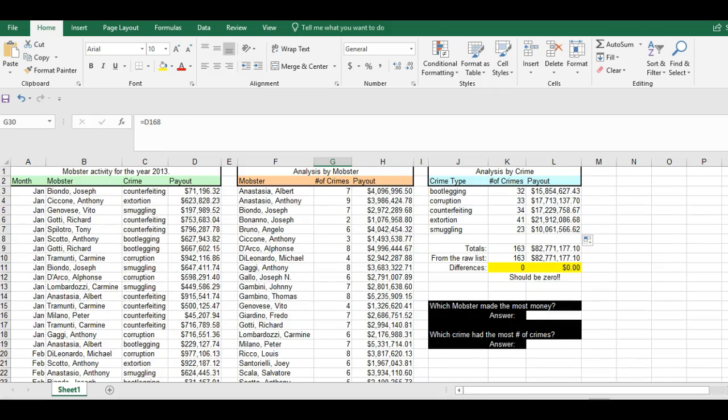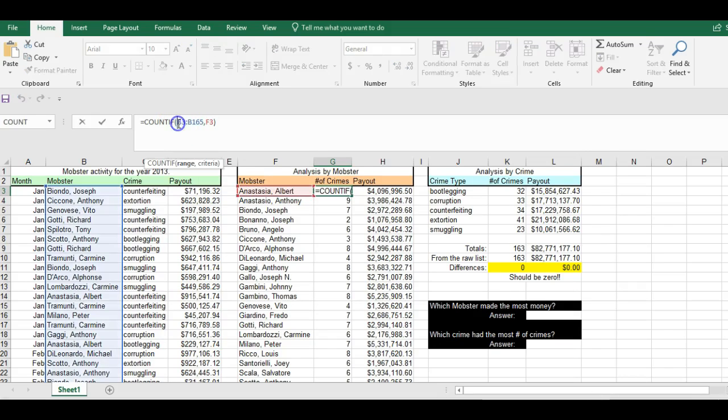So let's do this. Count if B3, we're looking at the gangsters now, and remember it has to be an absolute reference. It absolutely has to look at these cells every single time. B3, and put a dollar sign there. Oops, not a percentage. Okay.